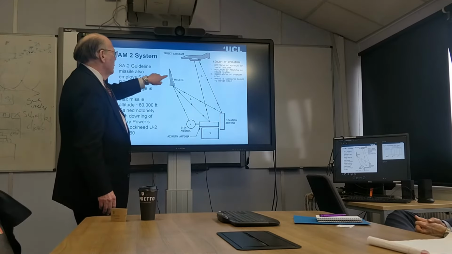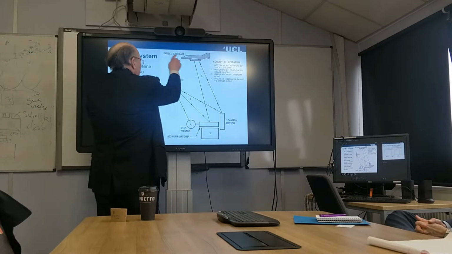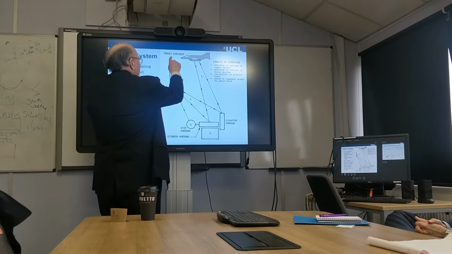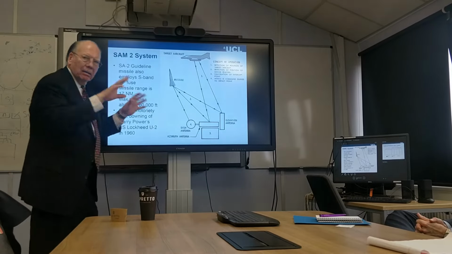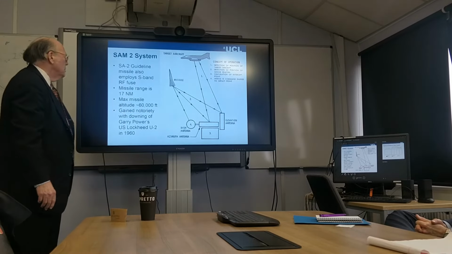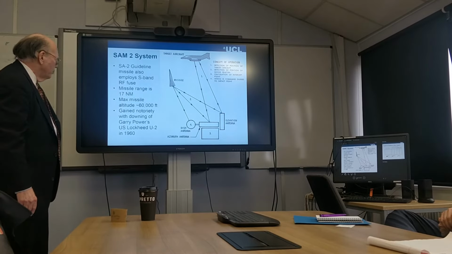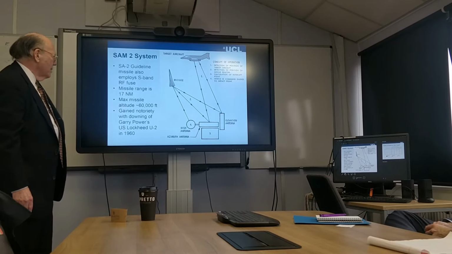Right. So what it does is it radiates out like this, in a sort of donut shape. And if it gets close enough to the aircraft that the fuse says, okay, detonate, then it'll detonate and launch out this warhead with ball bearings. The missile's range is 17 nautical miles. Its maximum altitude is around 60,000 feet.